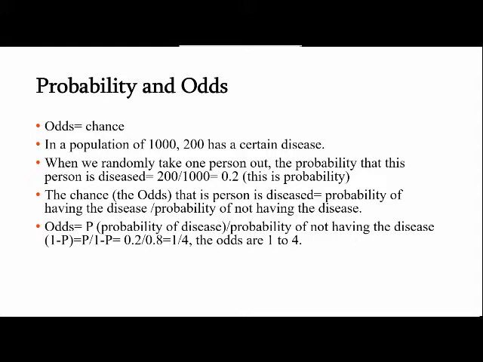In a population of 1,000, 200 have a certain disease. When we randomly take one person, the probability that this person has the disease is 200 by 1,000. This is the probability. The chance is the odds. How can we calculate it? The probability of having the disease divided by the probability of not having the disease, which is 1 minus p. Then the odds are 1 to 4.